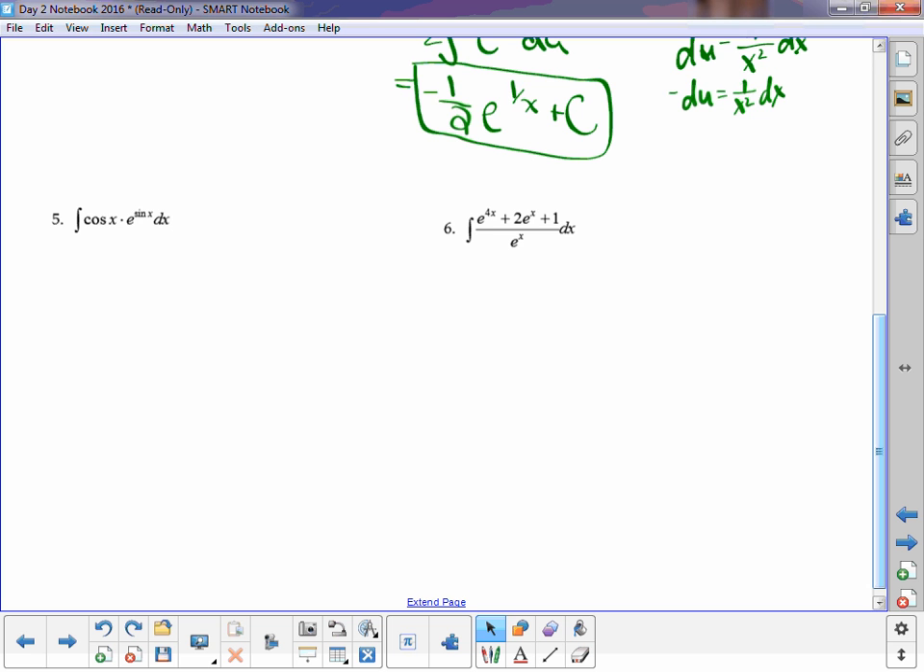So we had 3 people with thoughts in here. It's a little concerning. Gora? Yes, let u equal e to the x. That's another one too. Good. All right, so let's investigate each of those.